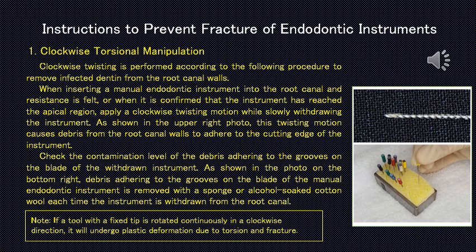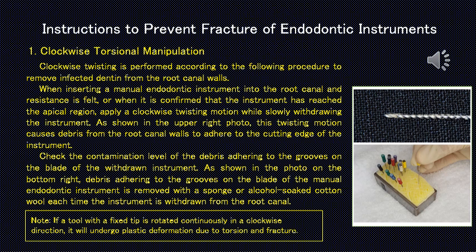1. Clockwise torsional manipulation. Clockwise twisting is performed according to the following procedure to remove infected dentin from the root canal walls. When inserting a manual endodontic instrument into the root canal and resistance is felt, or when it is confirmed that the instrument has reached the apical region, apply a clockwise twisting motion while slowly withdrawing the instrument. As shown in the upper right photo, this twisting motion causes debris from the root canal walls to adhere to the cutting edge of the instrument.